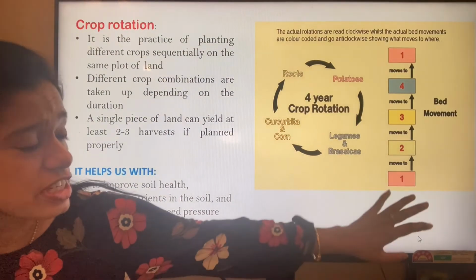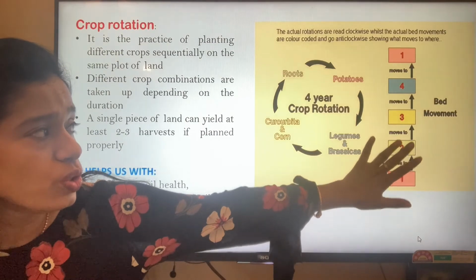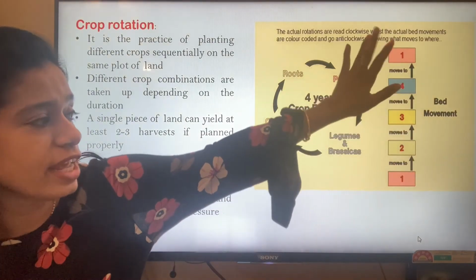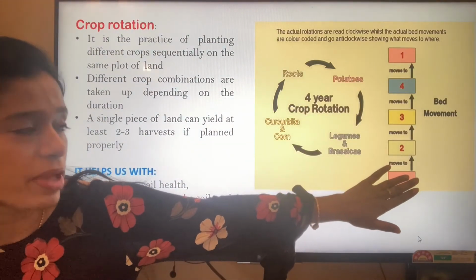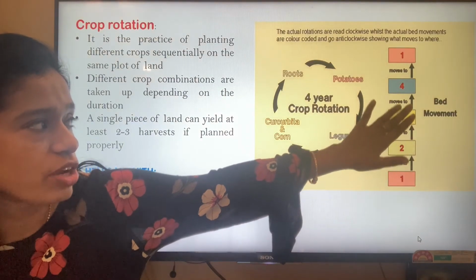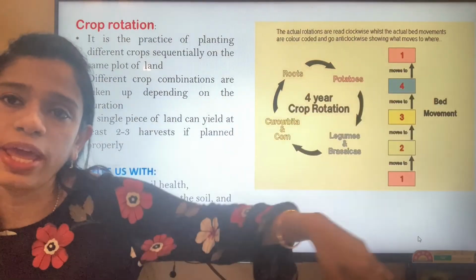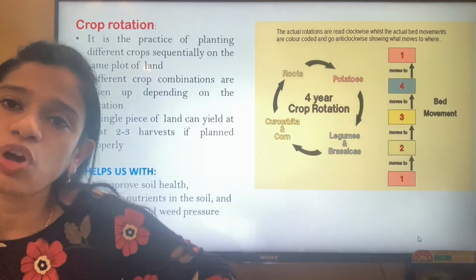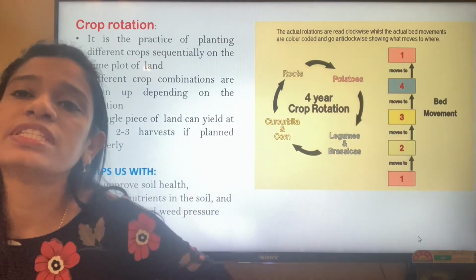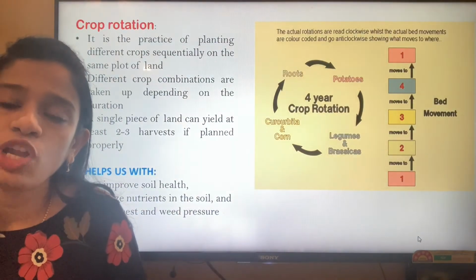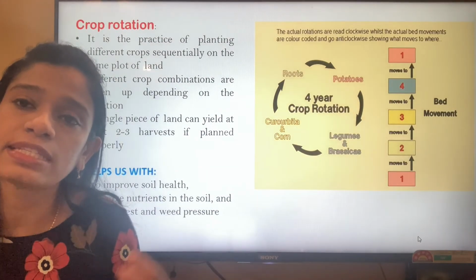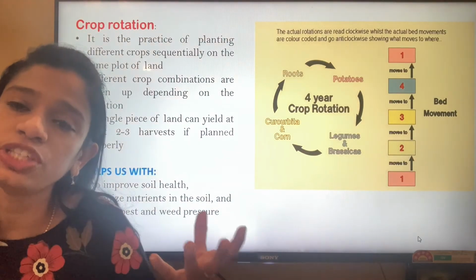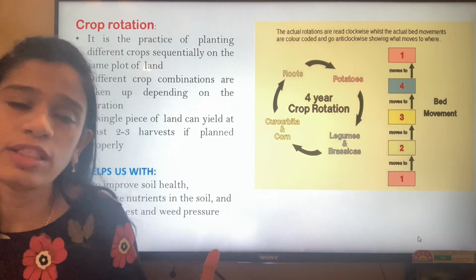That is, first it moves to 1, 2, then 3, 4 and again 1. So first it is crop A, crop B, crop C, crop D, and again it moves to crop A. It is this way it keeps on rotating. So nothing becomes permanent. Not even the weeds, the insects, the soil fertility, it keeps on changing and it keeps on adding to the health of the soil.